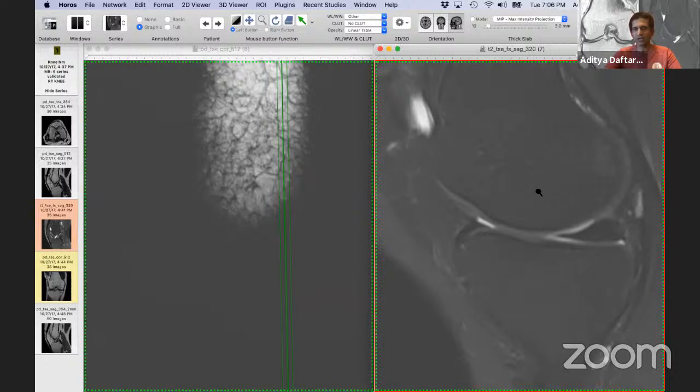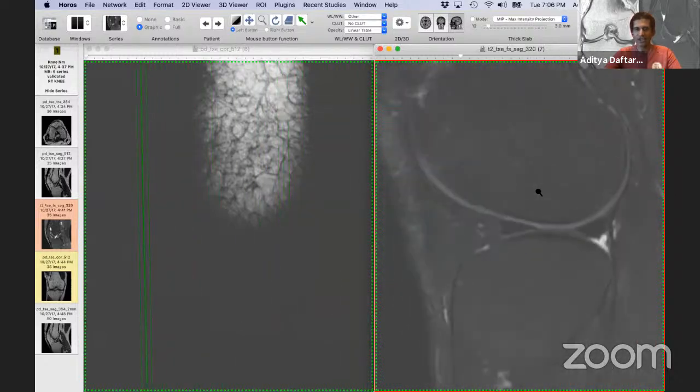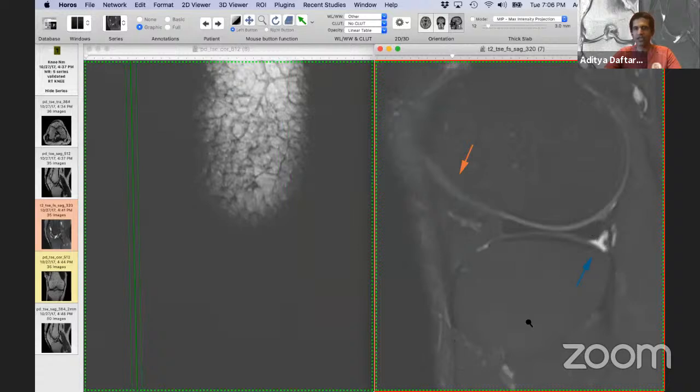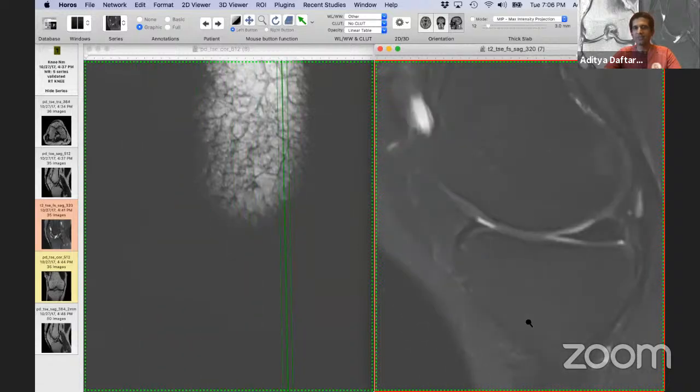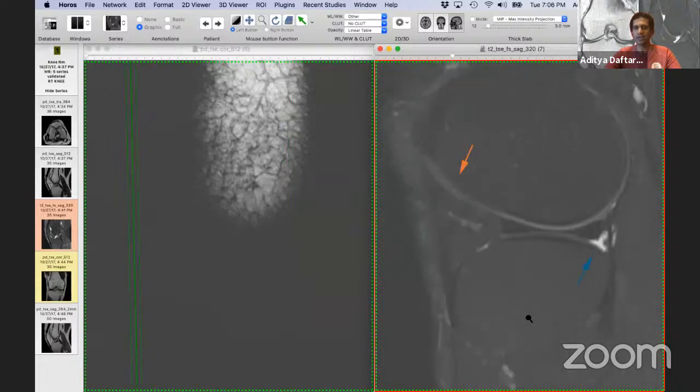You can practically hit this ball off. And when you look laterally here, you can see this is not quite the same triangle. It's a right angle triangle, not the isosceles triangle that you see here. And that's the lateral femorotibial compartment.